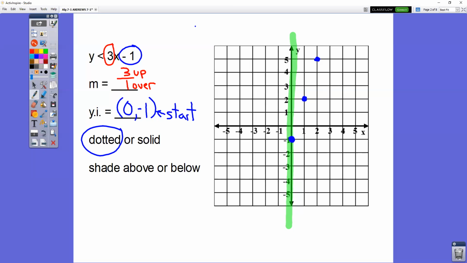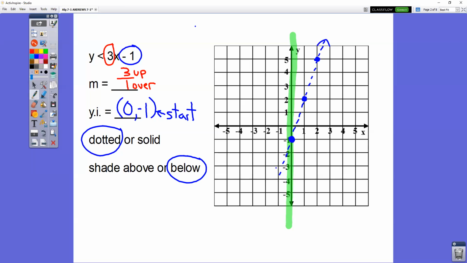So we're going to connect the dots using a dotted line, and then we have to shade above or below. We have the inequality sign of less than. Less than is down below. So we're going to use a dotted line to connect the dots.